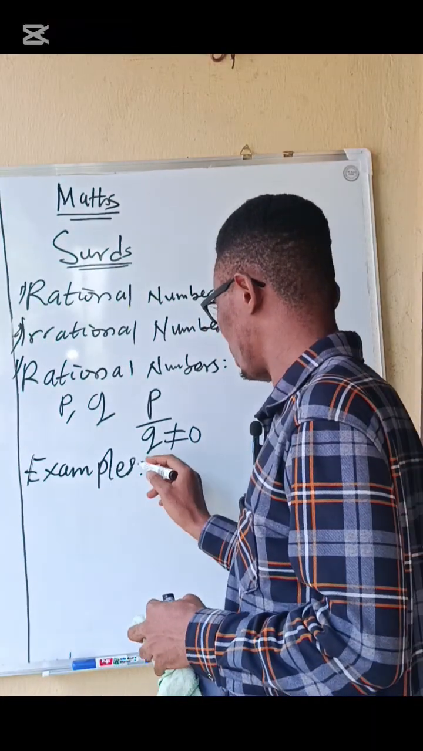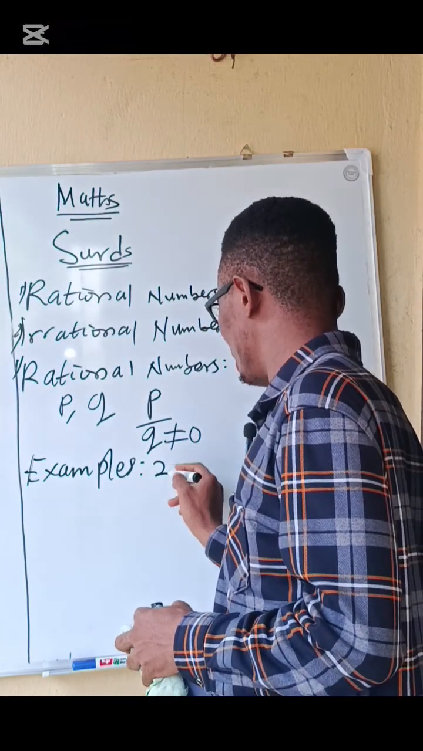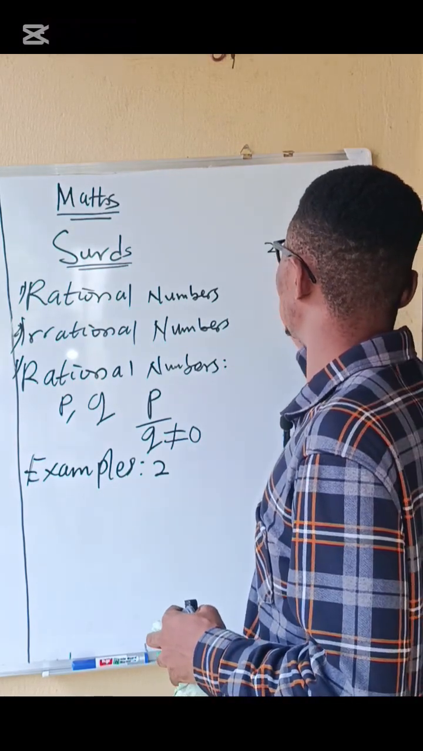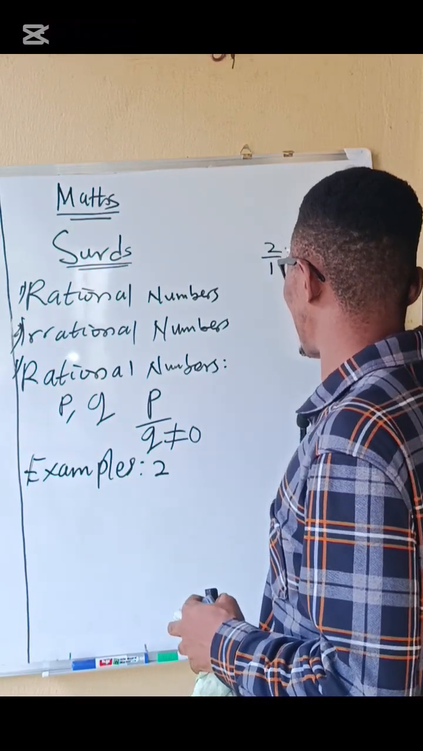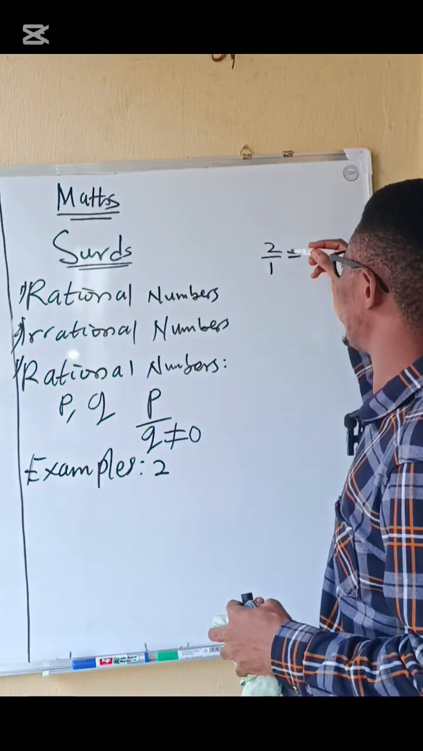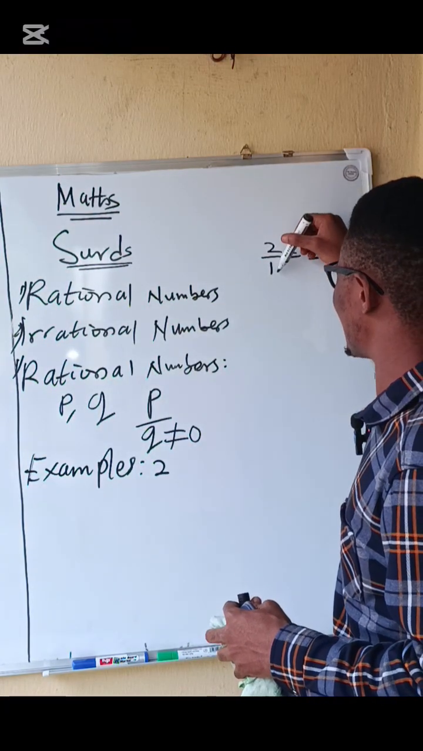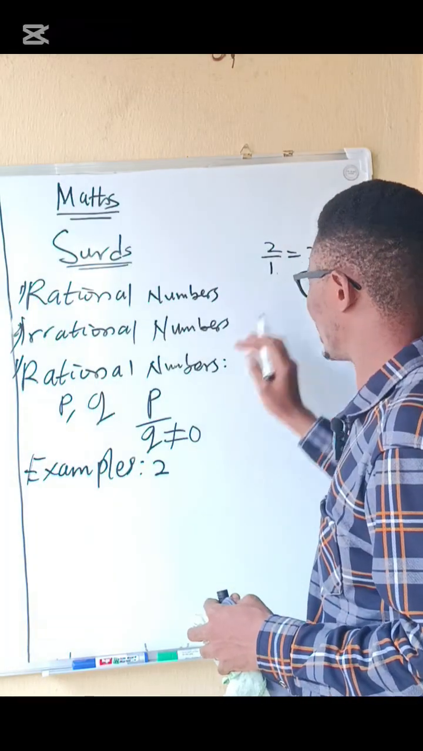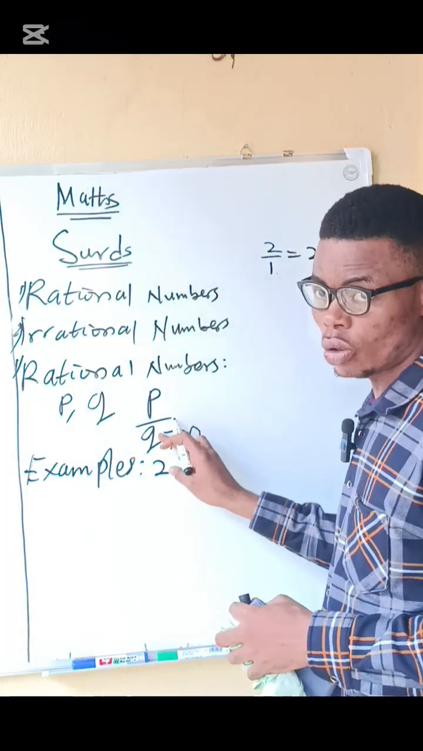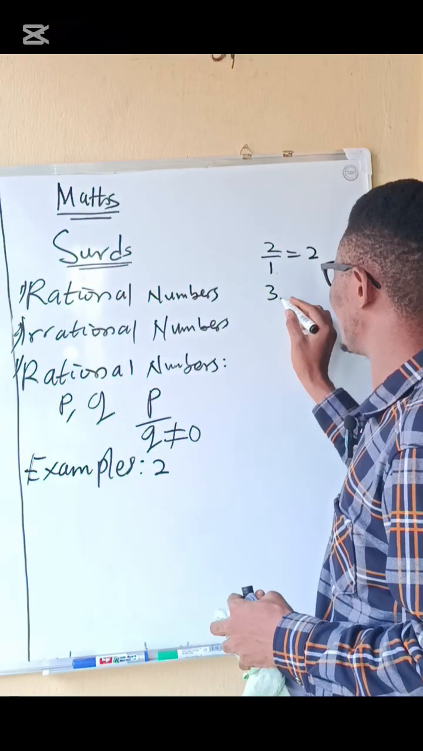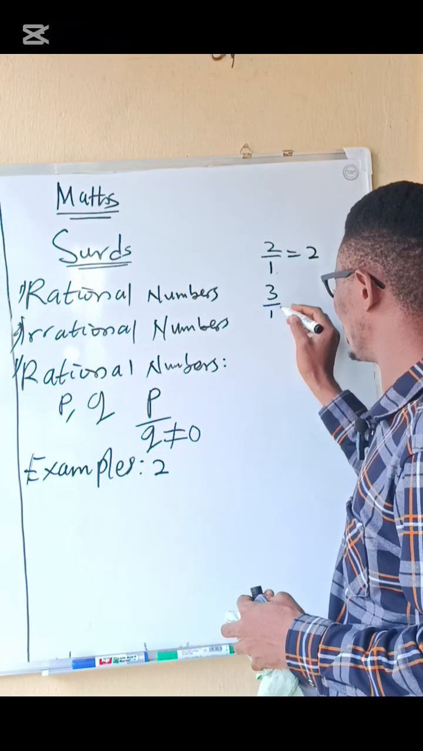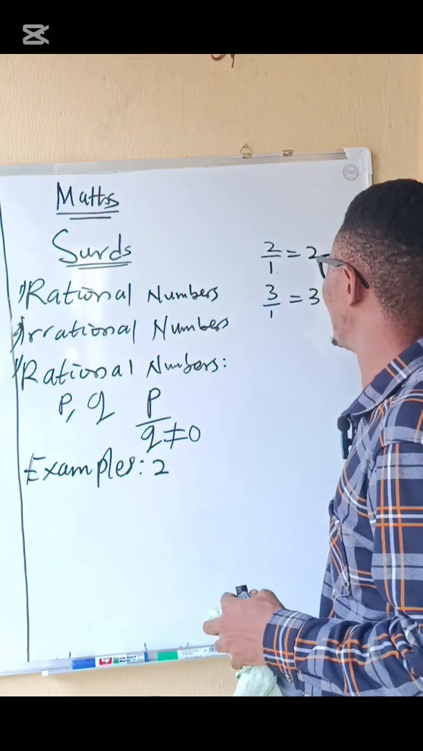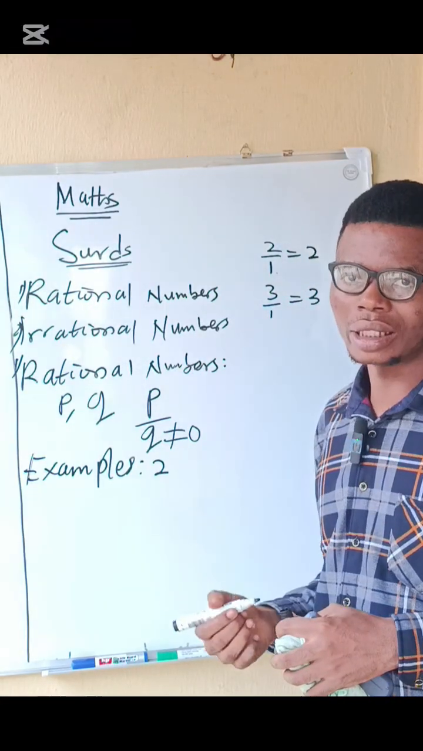We have this. 2 is a rational number, because if I say 2 divided by 1, I'm still going to have 2. So at this point, I have been able to express 2 as a ratio of two integers, which are 2 and 1, that is p and q. How about 3? The same thing is going to happen, because 3 divided by 1 gives me 3. So 2 is a rational number, and 3 is also a rational number.